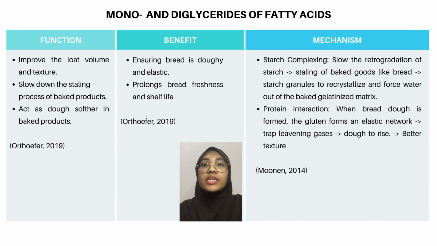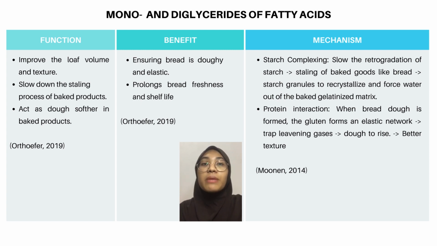The first emulsifier of this product is mono and diglyceride of fatty acid. The function of mono and diglyceride is to help oil and water to blend, and when they are added to baked goods, they can be used to improve the volume and texture of the bread and also slow down the staling process. It also functions as a dough softener.